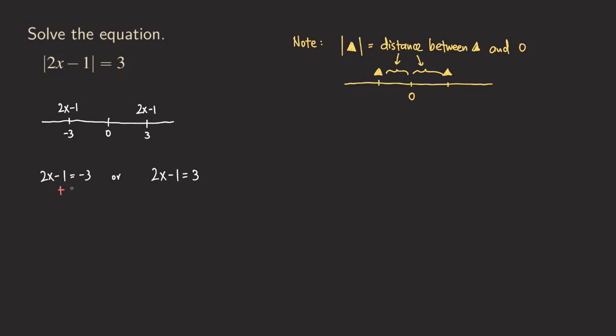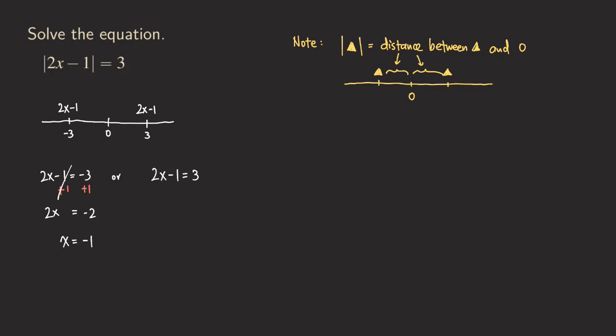Now let's solve this one. We can add 1 to both sides of the equation. Then we are going to get 2x is equal to negative 3 plus 1, which is negative 2. So x is equal to negative 1. So that's one possible answer.